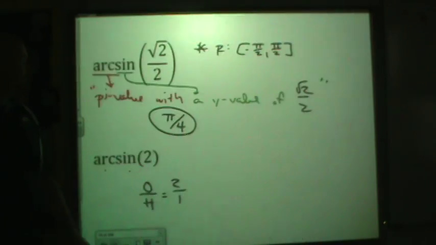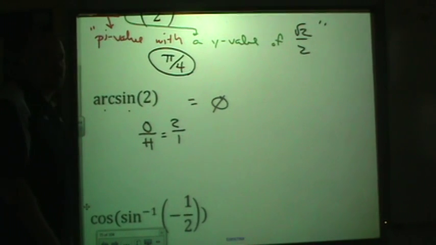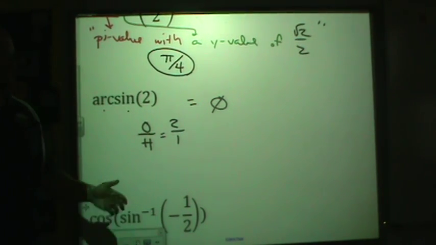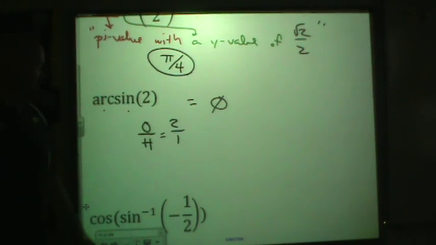So, does not exist. You could say empty set. You could say does not exist. You could say undefined. Whatever you want. The bottom line is 2 does not fall within the domain of arcsine.